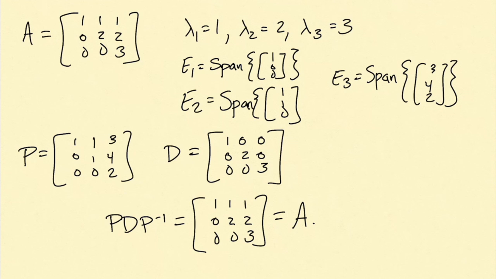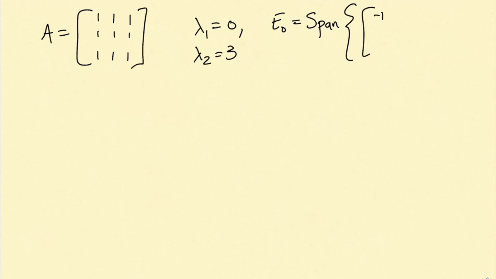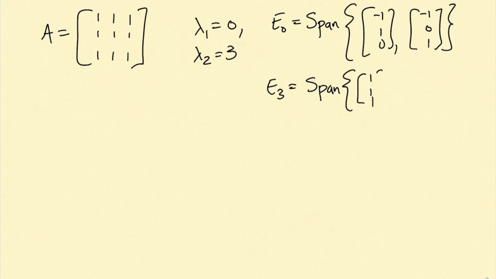For a slightly less straightforward example, let's recall the matrix A, whose entries are all 1. We saw that A has two distinct eigenvalues. Lambda 1 is 0, and lambda 2 is 3. And we computed the two eigenspaces. E0 was the span of the two vectors, negative 1, 1, 0, and negative 1, 0, 1, while E3 was the span of the single vector 1, 1, 1.